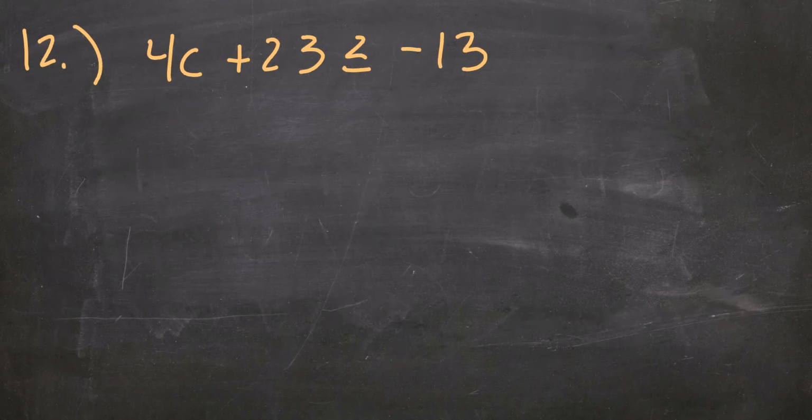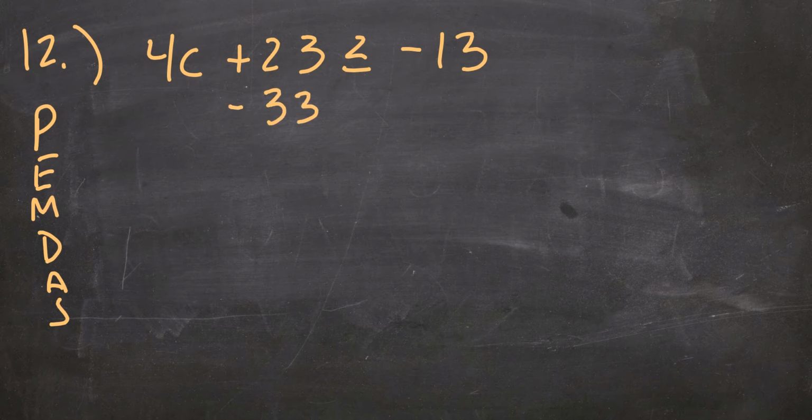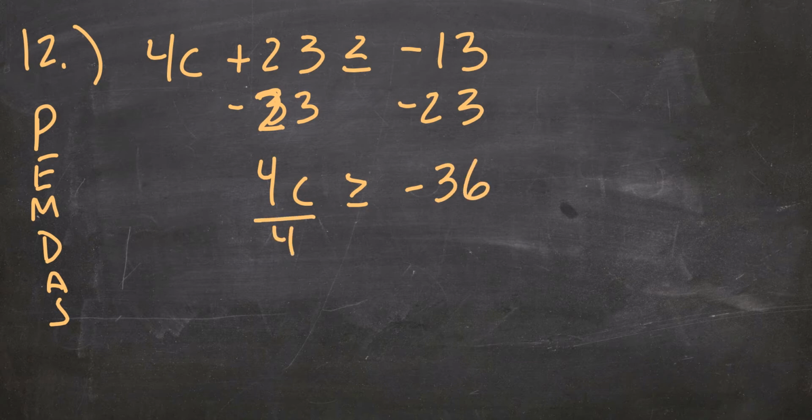All right, so number 12, 4c plus 23 is less than or equal to negative 13. Since I already have one variable, I immediately just think about PEMDAS backwards. I see addition, so I minus 23 from both sides. I end up with 4c is less than or equal to negative 36. I'm going to flip that because of the negative 23. 4c is greater than or equal to negative 36. Now I divide by 4. And I get c is greater than or equal to negative 9.